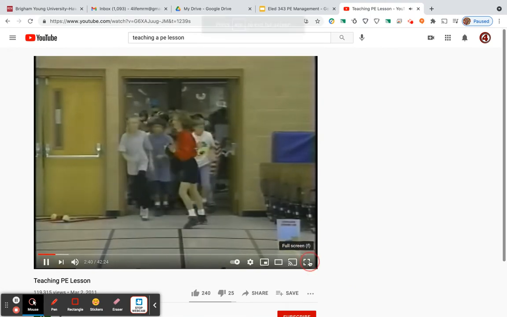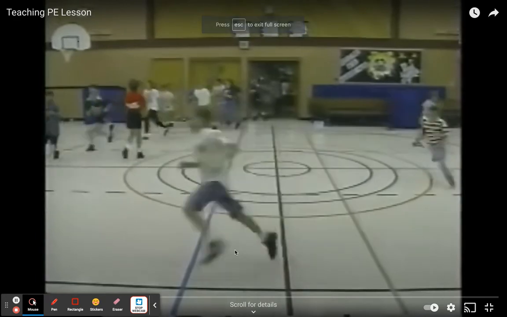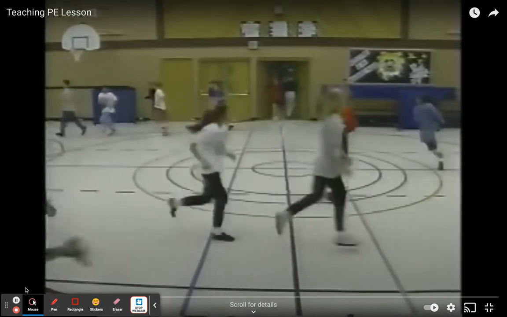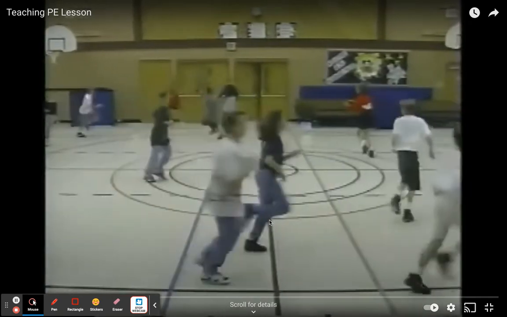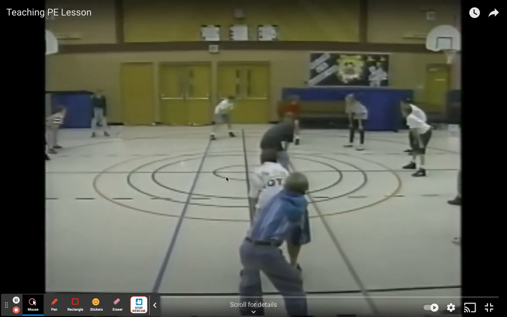Here we go. That's the way to have good spacing. Excellent freezes. Thank you. So as you can see, they're just scattered all throughout the class. She didn't waste time to put cones down or get them into lines.